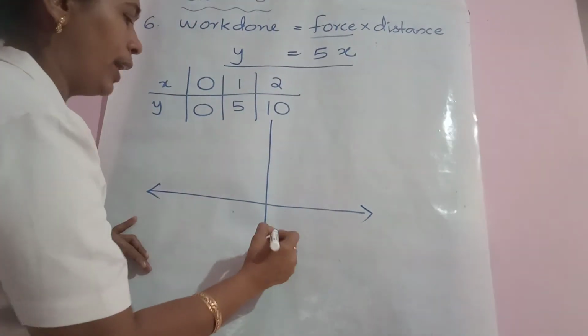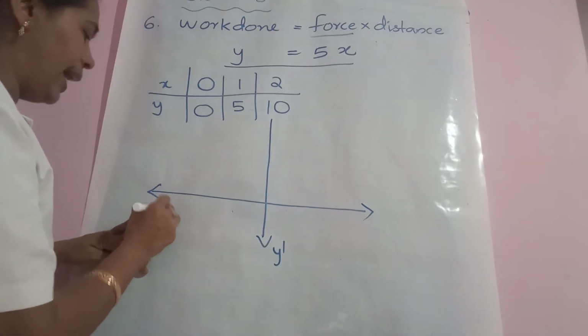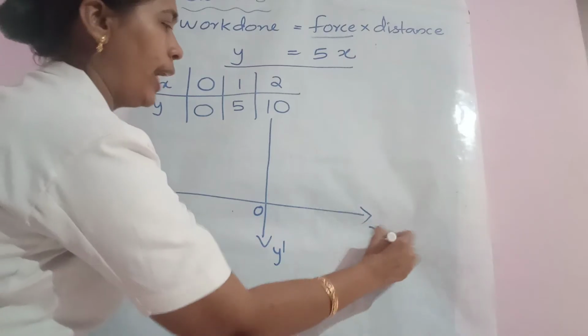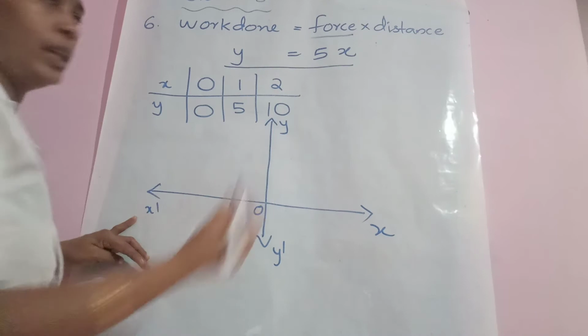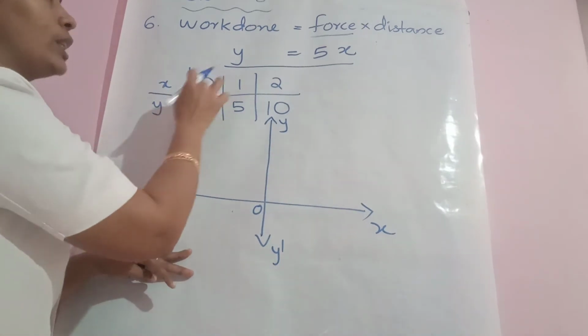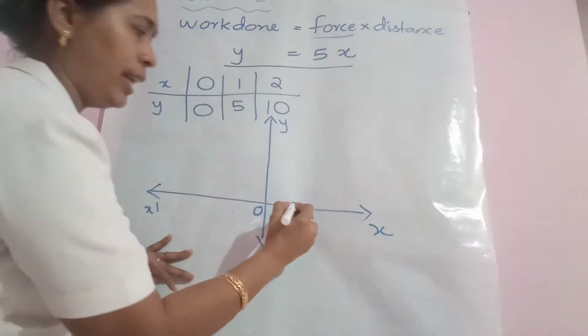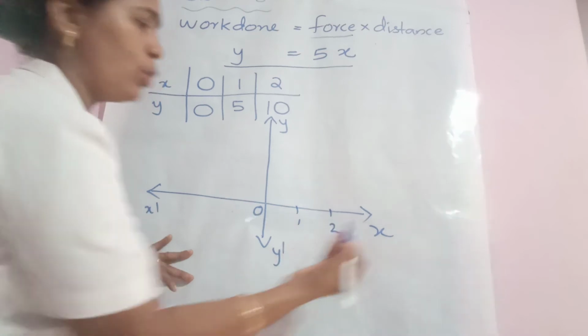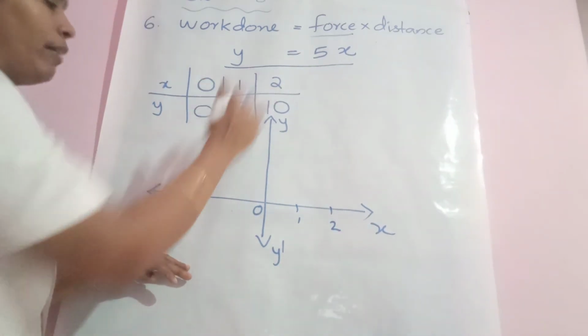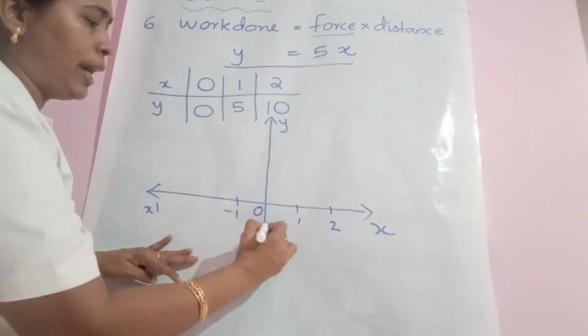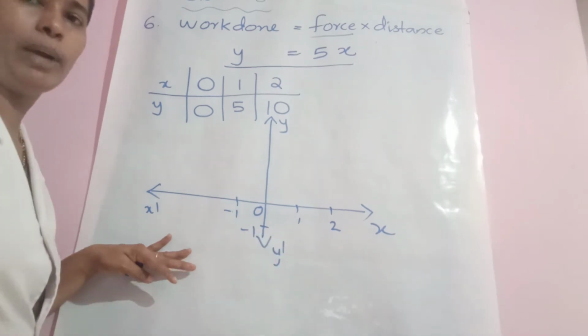X, y. So y dash, x dash, origin, here on x, here on y. First you go through the x values: 0, 1, 2 needed. 0 is here, 1, and this is 2. Finished. Go through the y values. If you want, you can simply put minus 1. It's not required. Simply put minus 1, minus 1.